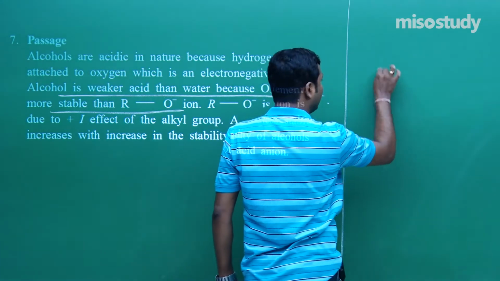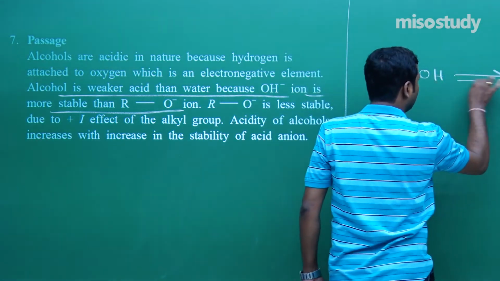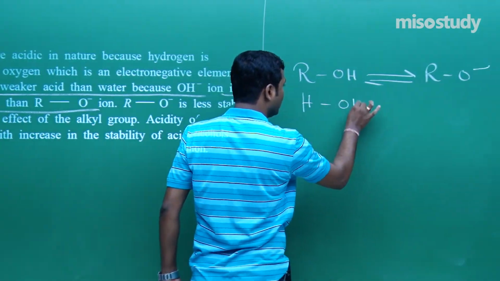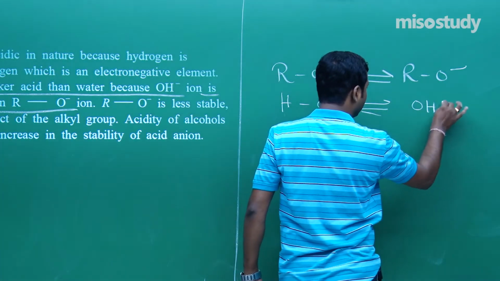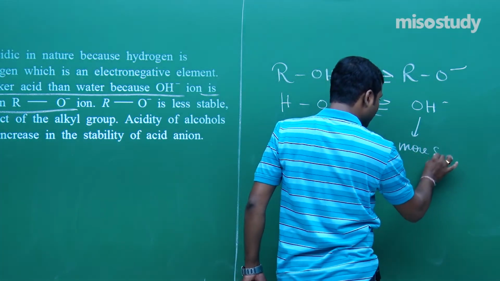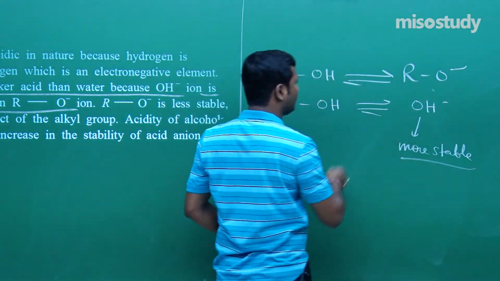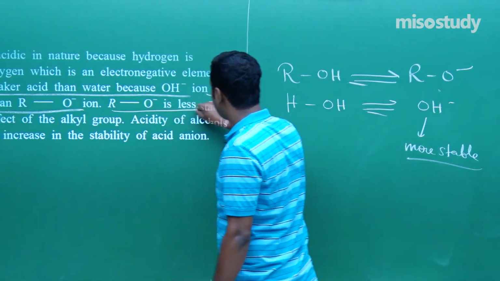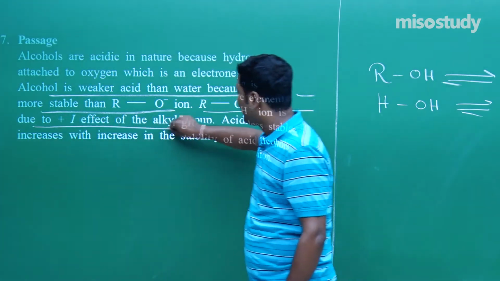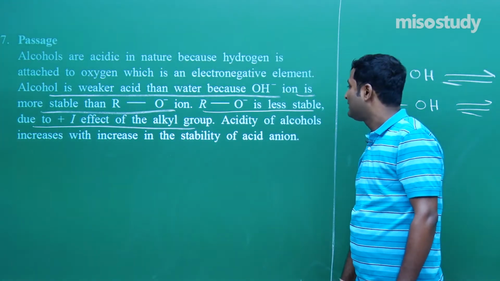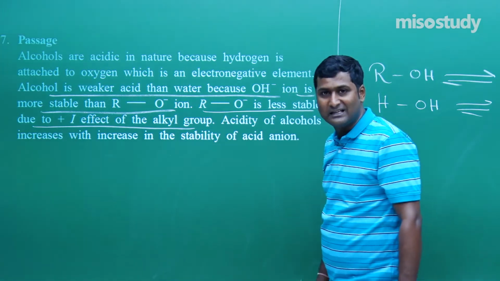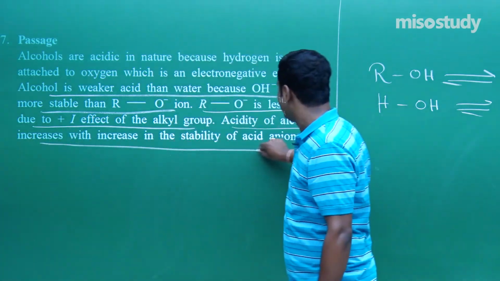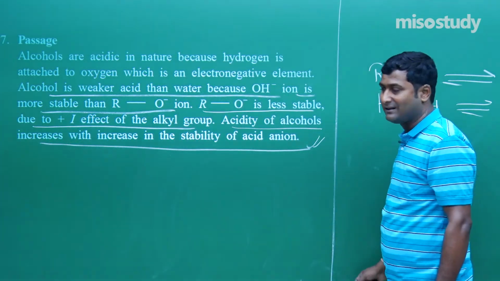It means to say that ROH gives you RO minus, and water here is HOH. Definitely it gives you OH minus ion. This one is more stable. Yes sir, this one is more stable than this ion. Now RO minus is less stable due to plus I effect. Definitely if the number of electron donating groups increases, then the acidic nature decreases and the basic nature increases. Acidity of alcohol increases with the increase in the stability of the acid anion, that is that anion.